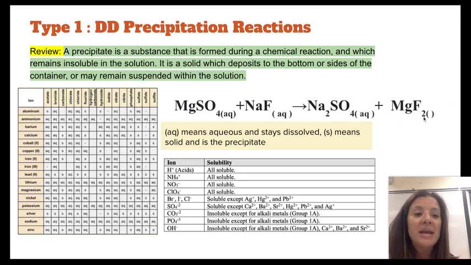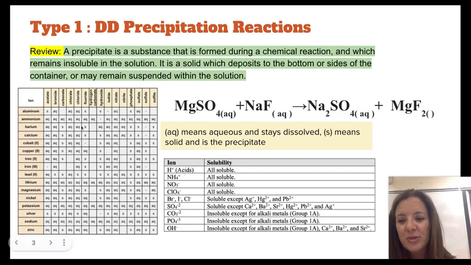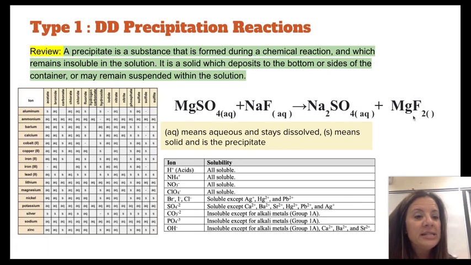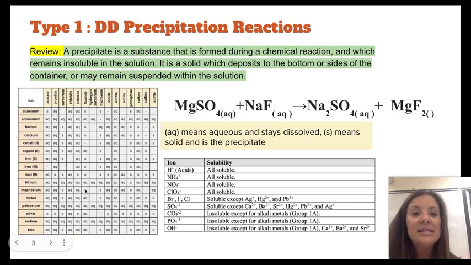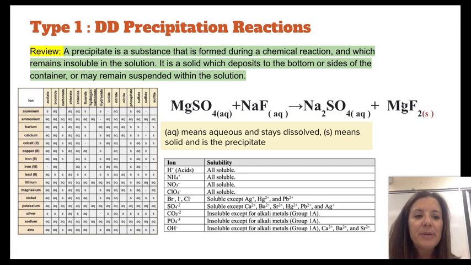When we look at magnesium fluoride, I see that fluoride isn't one of my options here for ions, so I have to use this table here. So for magnesium fluoride, let's look at fluoride, and I go find magnesium. Okay, so there it is. And I notice that an S means that it is a solid. So S means solid, and this happens to be our precipitate. Okay, let's take a look at what happens in solution at the molecular level.